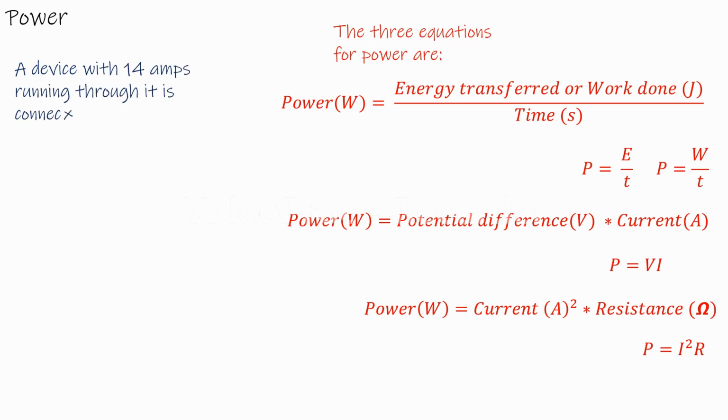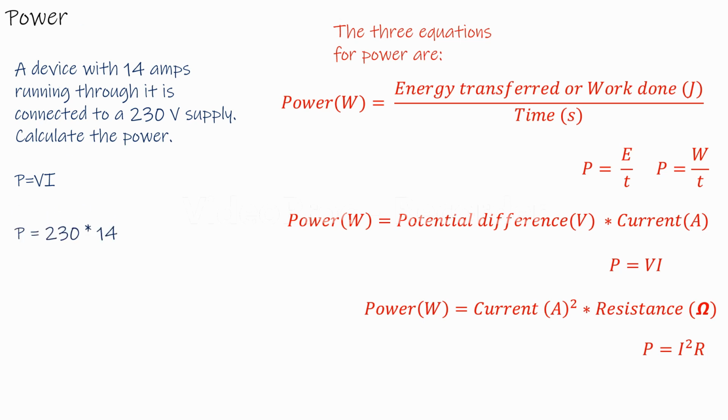So here the question is telling us that a device with 14 amps running through it is connected to a 230 volt power supply. Calculate the power. In this case we are going to be using P equals VI, as we have been given our potential difference and our current in amps, and we're going to use these to find the power.